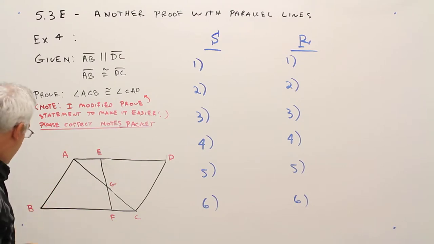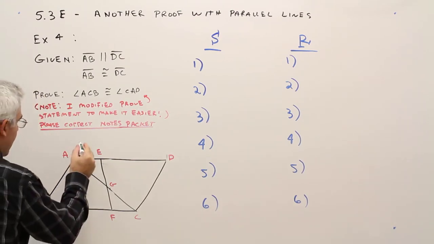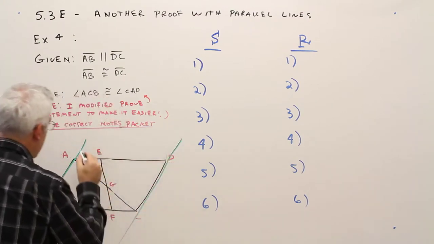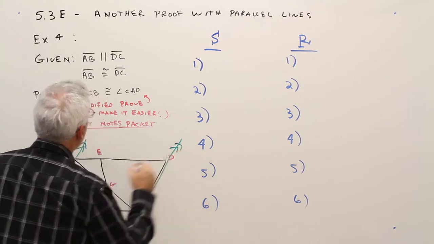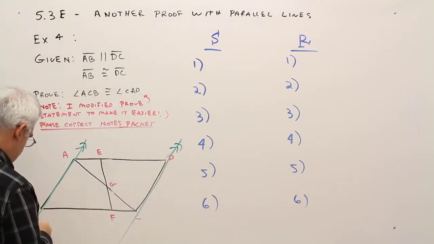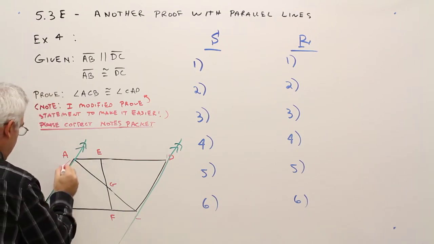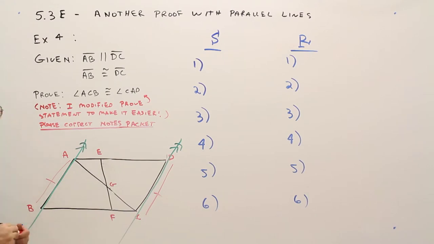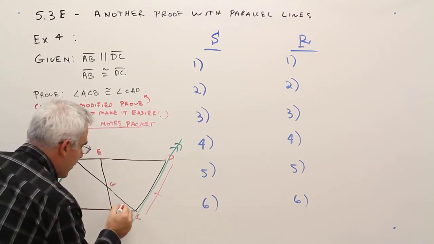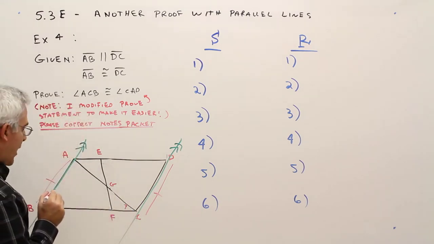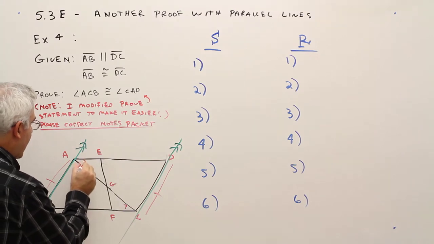Given AB is parallel to DC, so again, I'd like to extend those. And AB is congruent to DC. So I'll just do this in a different color. Prove that angle ACB, that's this angle over here, is congruent to angle CAD, that's this angle over there.